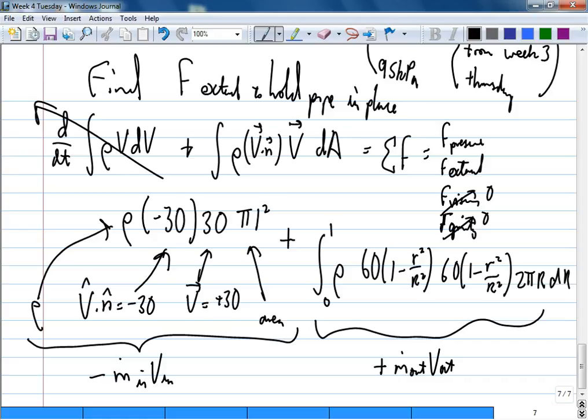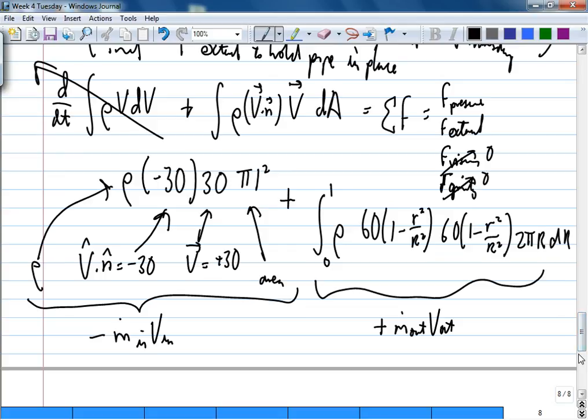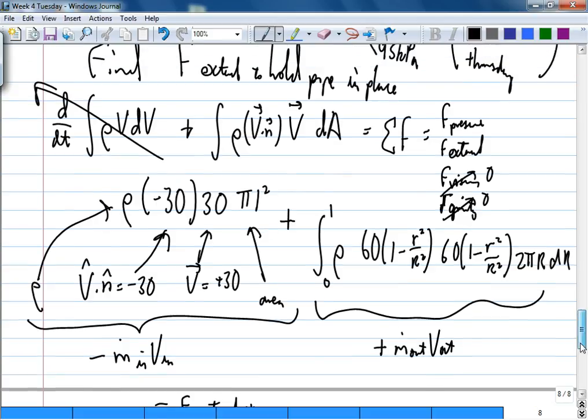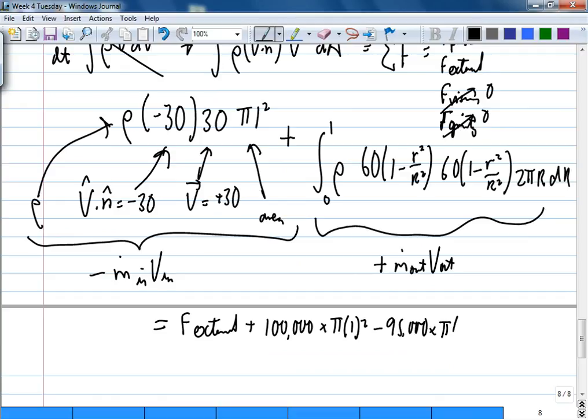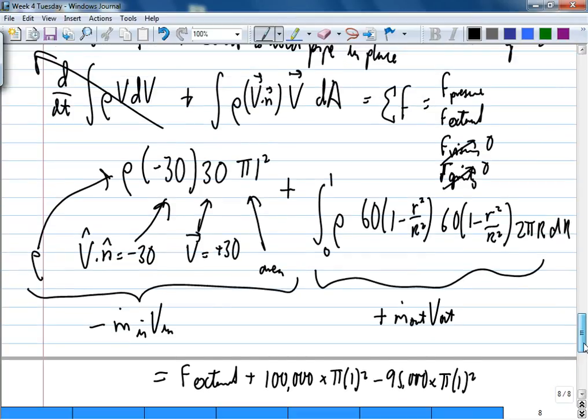Okay, that will be equal to F external plus F pressure, which is equal to pressure times area. Pressure is 100 kPa times pi 1 squared minus 95,000 times pi 1 squared. Is that okay? Alright.